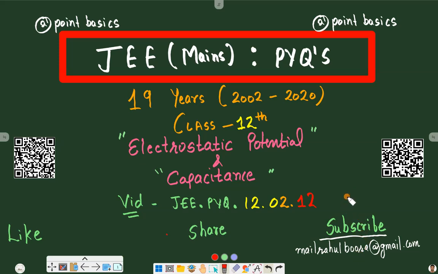Welcome back everybody. This is our 12th class in JEE Mains previous year questions for the chapter electrostatic potential and capacitance. This is a subtopic of a class 12 chapter, that is electrostatics.